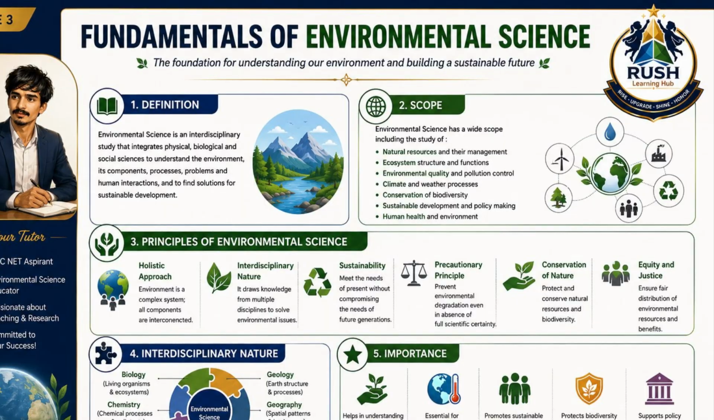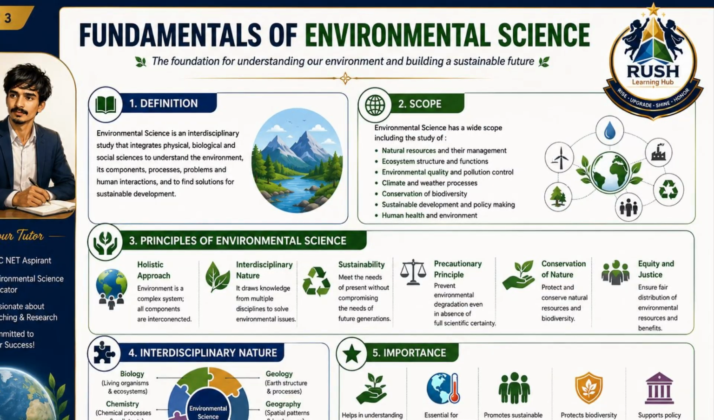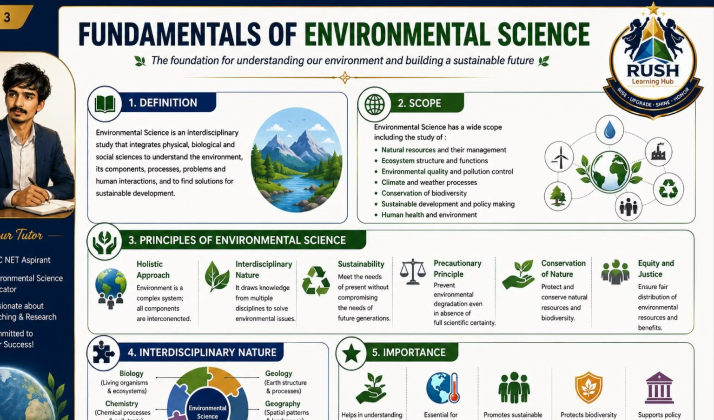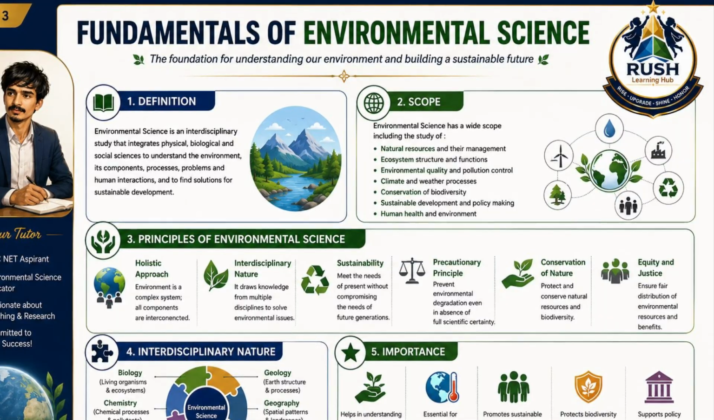The fourth principle is the precautionary principle. This principle states that if an activity has the potential to cause serious environmental damage, preventive action should be taken even if complete scientific certainty is not available. In environmental management, prevention is often better than correction.